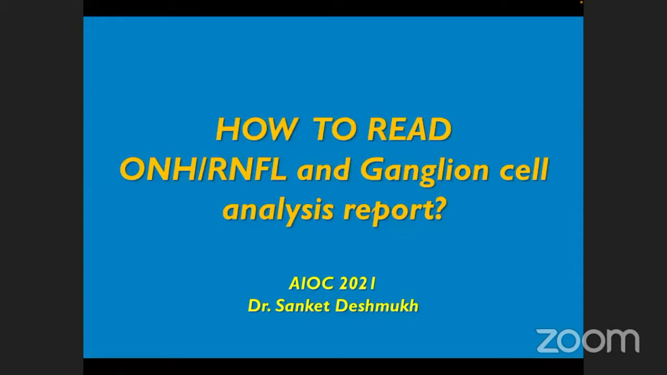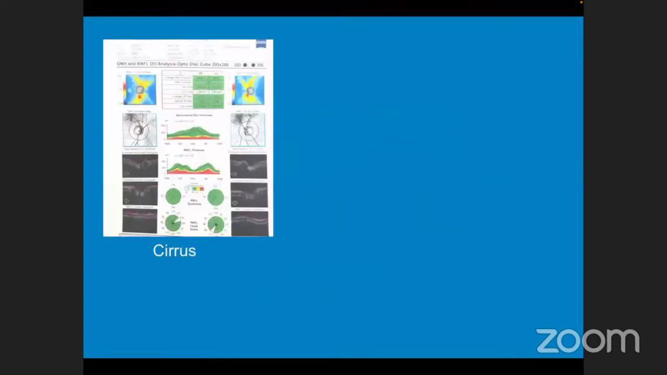We'll move ahead with the interpretation of this OCT printout. There are different machines available in the market, and the most commonly and most popular one is the Cirrus Zeiss OCT. And now this is the printout that we come across very regularly and very commonly.